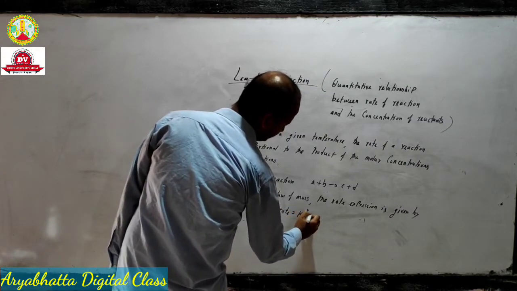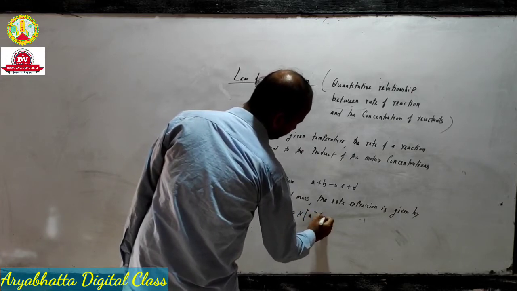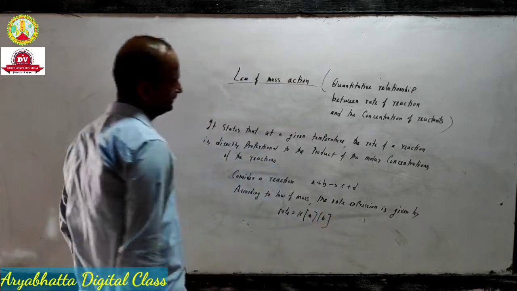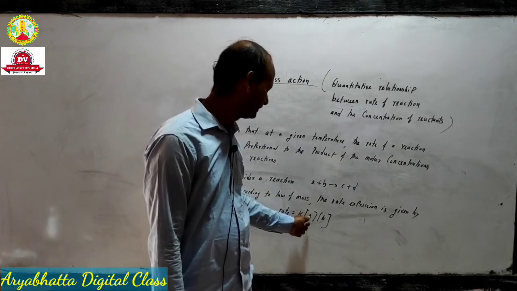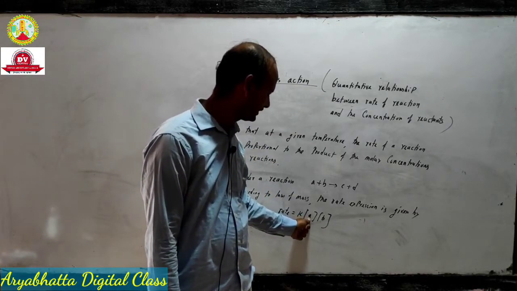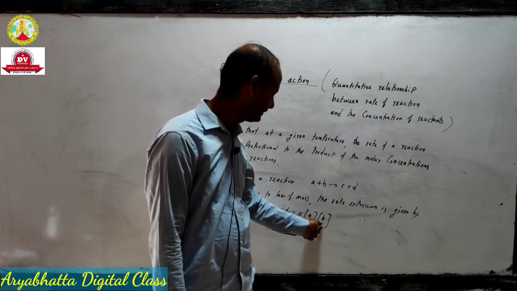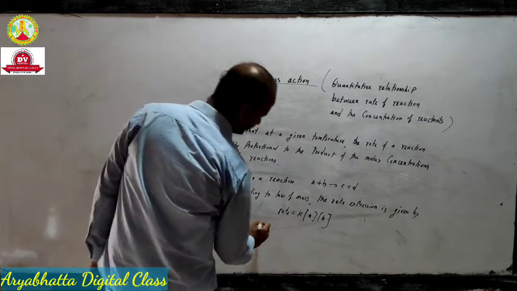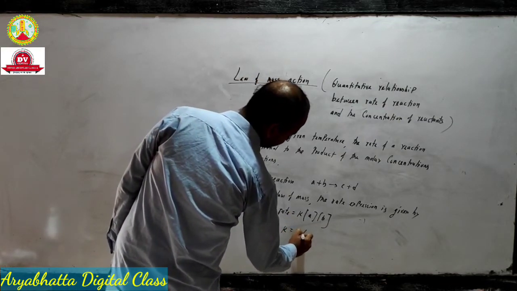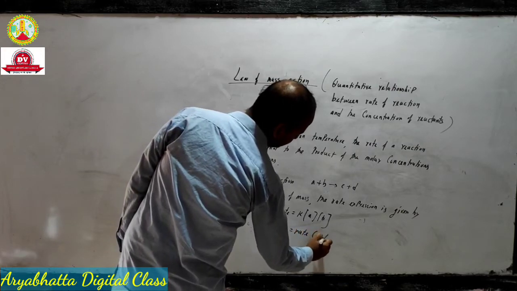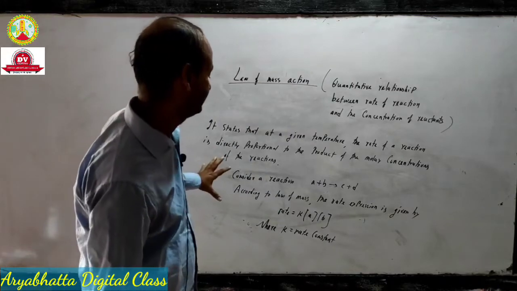k times [A][B]. Okay, ये सिखाया था. According to the law of mass action, rate equals k times the molar concentration of A and B, the product of the molar concentrations of the reactants. This is the molar concentration of A, this is the molar concentration of B. Now where k, k equal to rate constant. मैंने ये सिखाया था last year में सिखाया था.